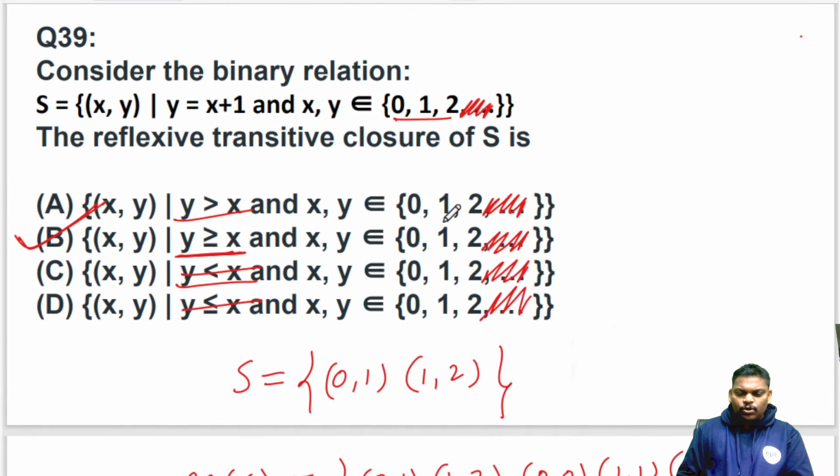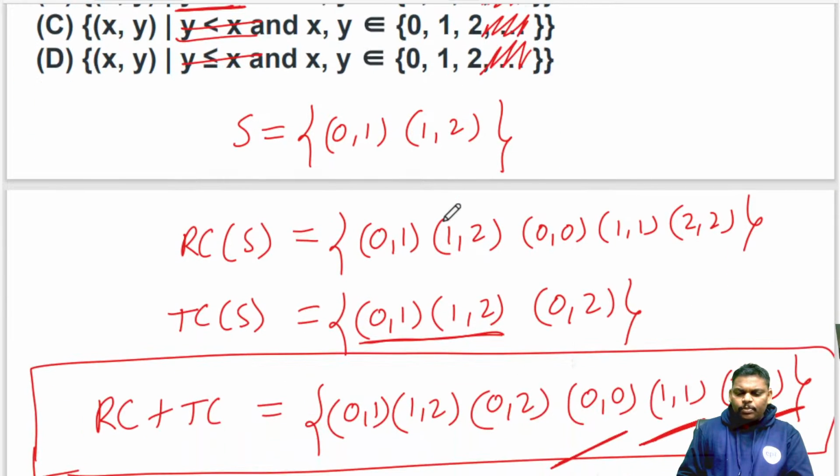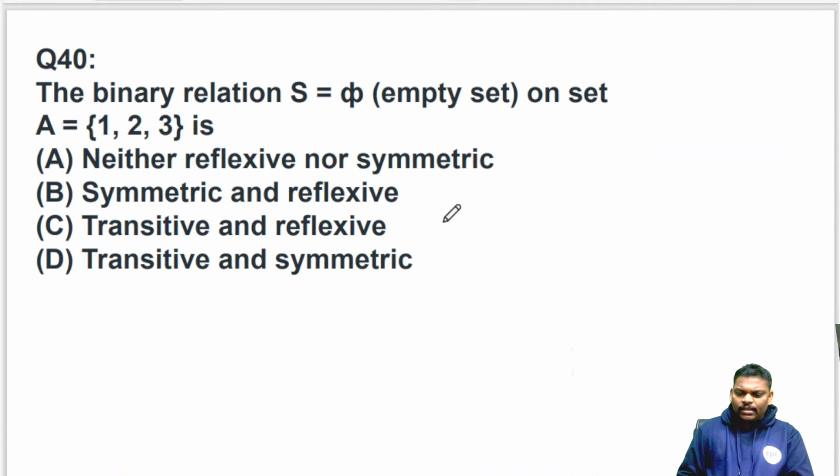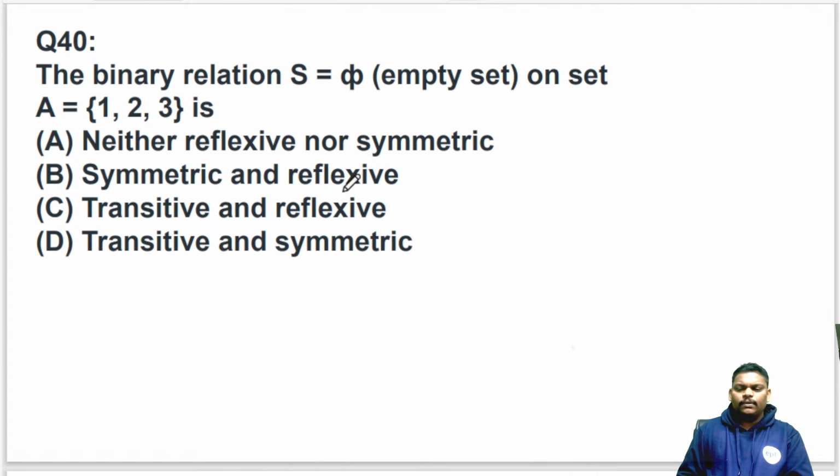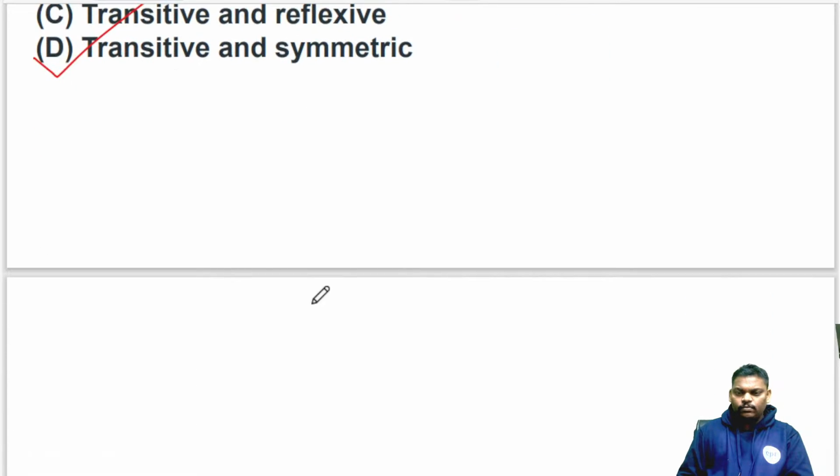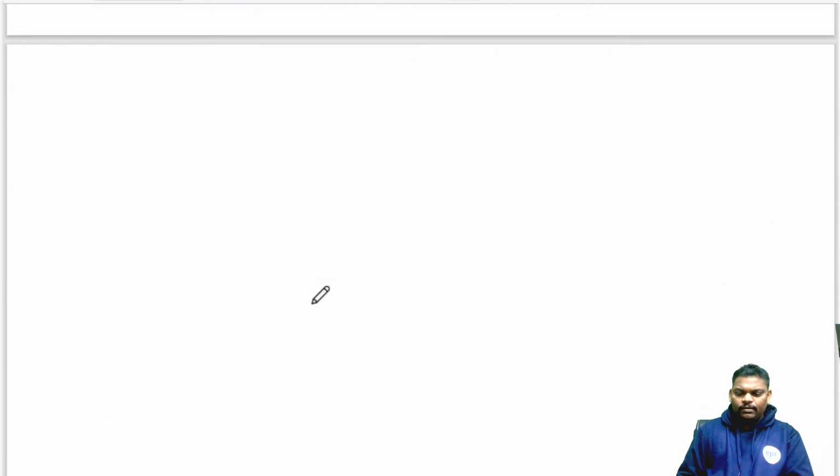Okay, fine. Let's move to the next problem. 39. In the last class we skipped it. Now I think 40 we did in the last class. What is the answer for 40? Question number 39 we skipped, so I will do it. Question number 40: the binary relation S is equal to phi. Phi is what? I think we did in the last class. Transitive and symmetric. Empty set is transitive. Symmetric also. If xy is there, then only yx. If xy is not there, where is the yx? So it is both symmetric and transitive. So D, we did it already.